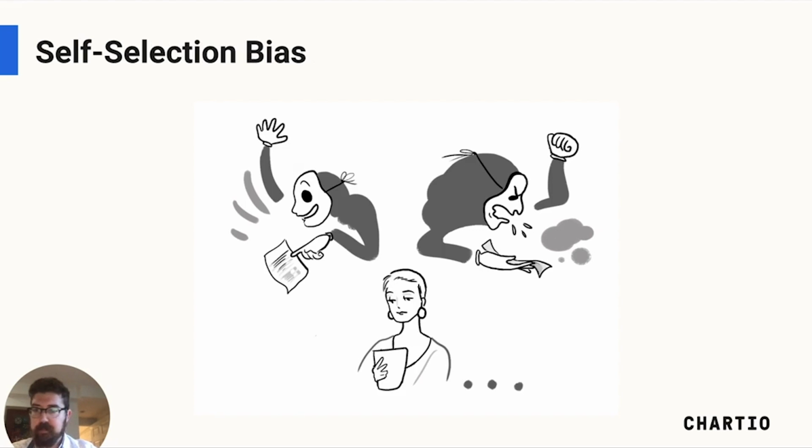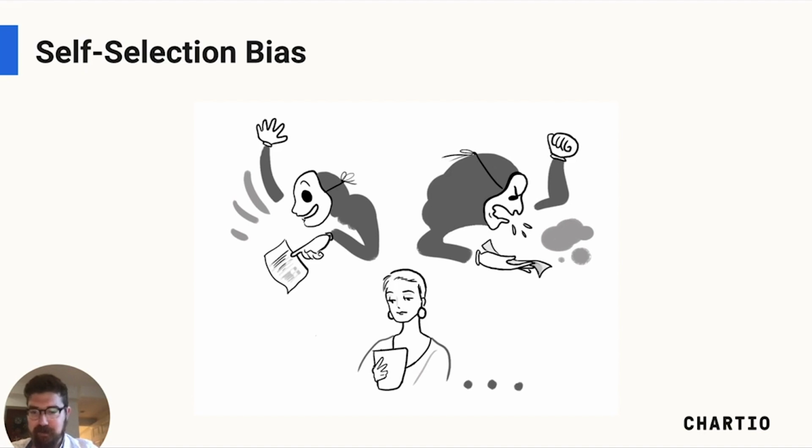Another problem that PMs also face is that people who are really mad and people who are really happy are the people who tend to write in. So you see this with NPS scores. You tend to get a lot on the top, a lot on the bottom, and not so much in the middle. And there's not a whole lot to do about this.